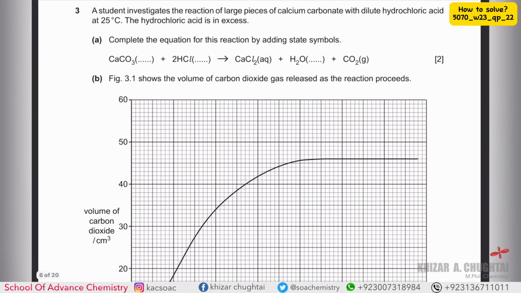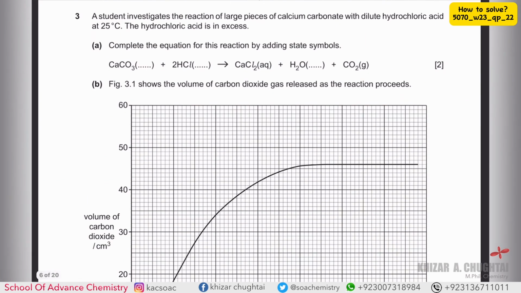Now come towards question number 3. A student investigates the reaction of large pieces of calcium carbonate with dilute hydrochloric acid. The hydrochloric acid is in excess. Complete the equation for this reaction by adding state symbols.